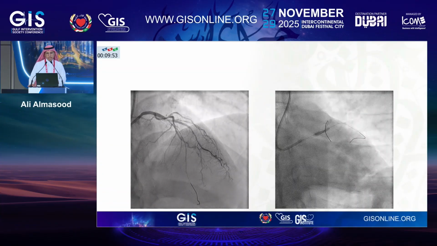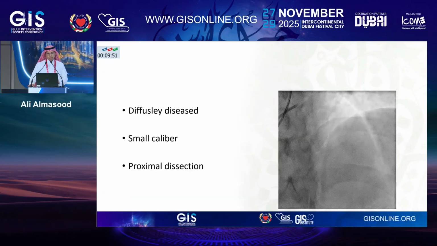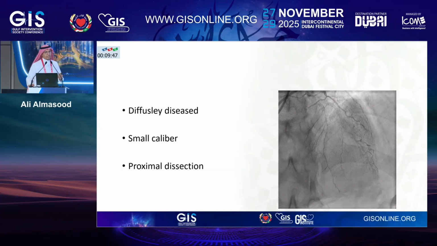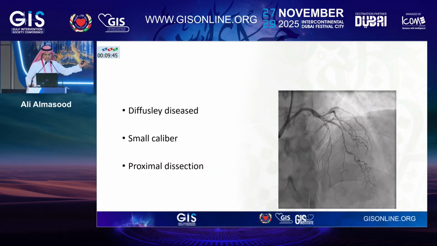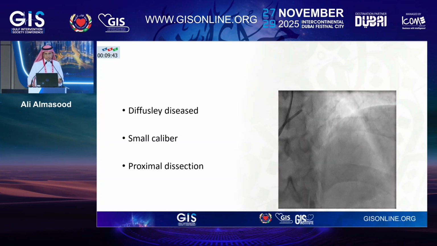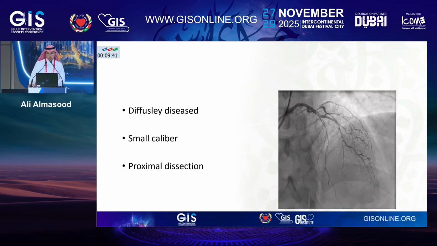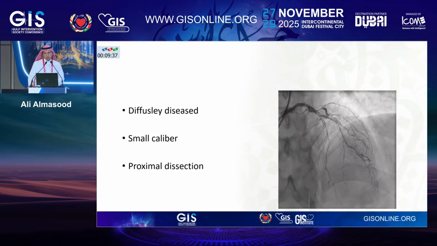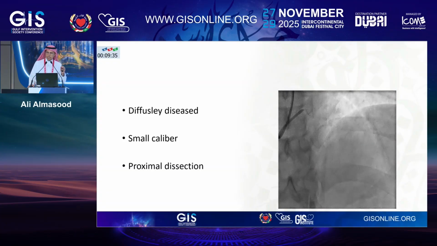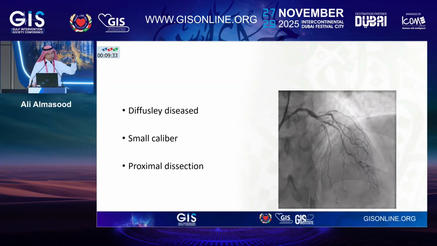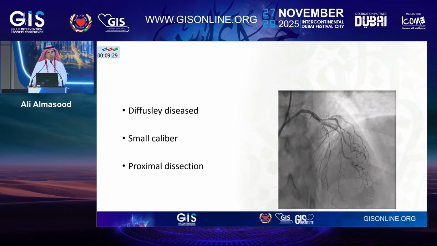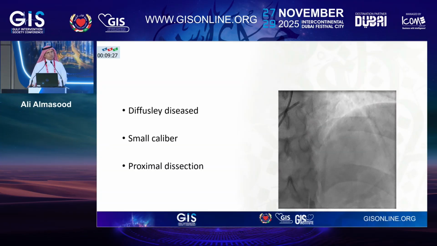and then start balloon dilation. And probably you can appreciate how small and diffuse the disease is and how much dissection we have. Very, very small vessel, this LAD. So I don't think any one of you would probably consider putting a stent in this diffuse disease small vessel. So what we did, gentle DCB from the proximal to mid-segment, and then we sent him home on maximum medical therapy to be reviewed in 3 to 6 months.